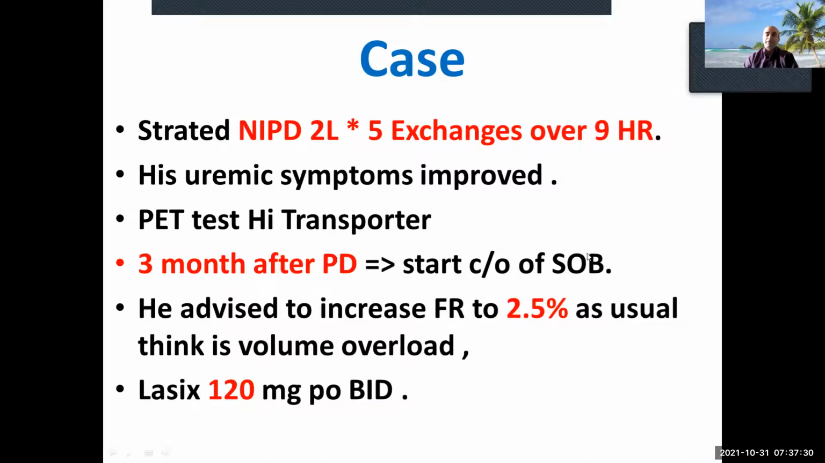He called you or came to the emergency room or your clinic complaining of shortness of breath. You decide to increase his fluid concentration, because this will remove more fluid, as most of us think this is volume overload. You also start him on Lasix 120 milligram orally BID to increase his urine output. As we know, PD depends on diffusion from a high concentration gradient to a low concentration gradient, so increasing the fluid to 2.5 with Lasix will augment our ultrafiltration.